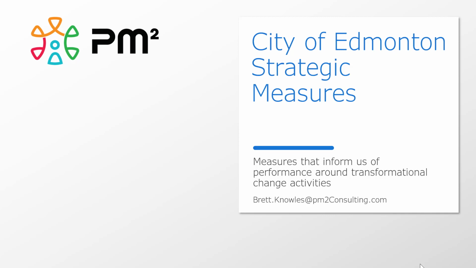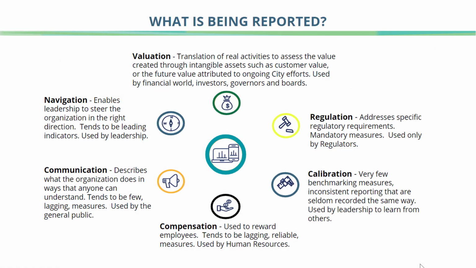Hey, this is Brett. This is just a quick overview of our current thinking around strategic measures at the City of Edmonton. It's important to note strategic measures are the measures that inform us about performance around the transformational activities that we're doing. As a reminder, there are 6 lenses to EPM, 6 different reasons that different stakeholders would be viewing your city performance data.